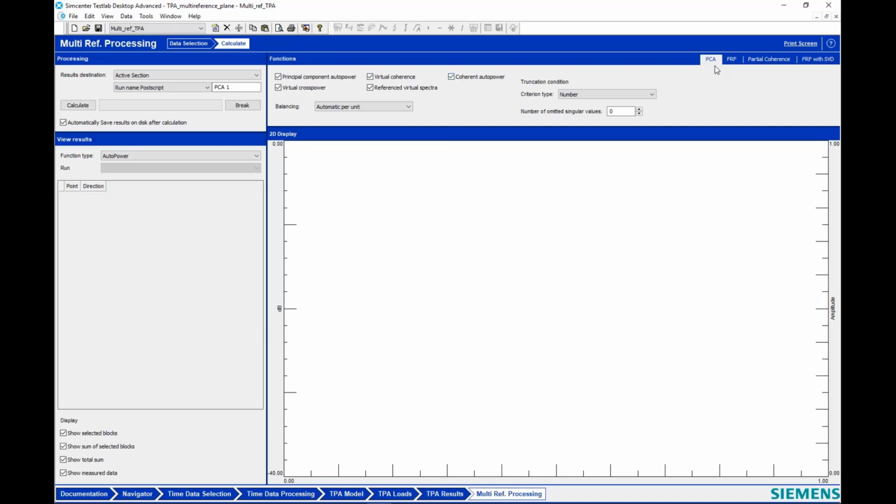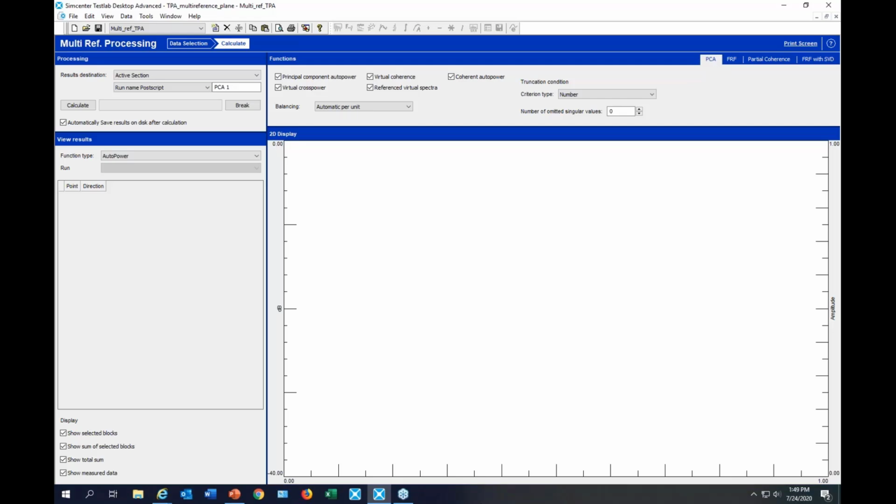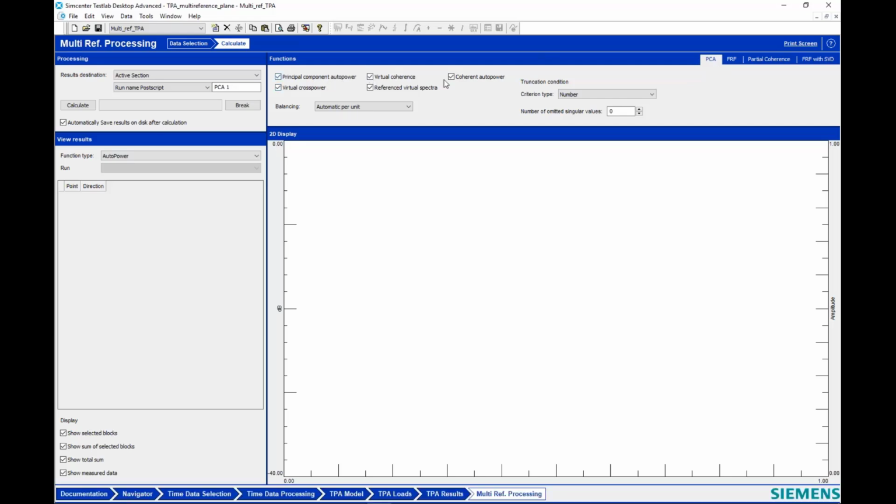And now I'm on the PCA tab, and I'm going to calculate principal component analysis. So I'm going to calculate all of these. If you had mixed units, you can do some balancing. I don't have mixed units, so I can actually say no balancing. But if my operational data was a mix of strain and acceleration, perhaps I want to normalize that operational data by the RMS levels, then I could do automatic balancing per unit. Or I could also do automatic balancing per reference. Here I'm just going to do no balancing.